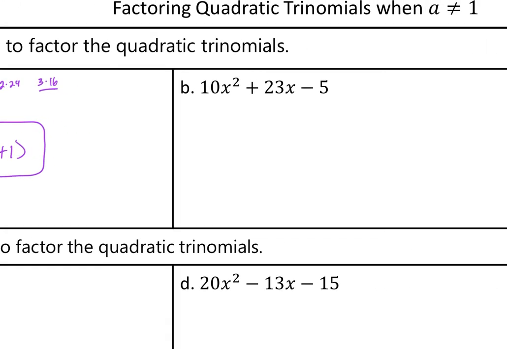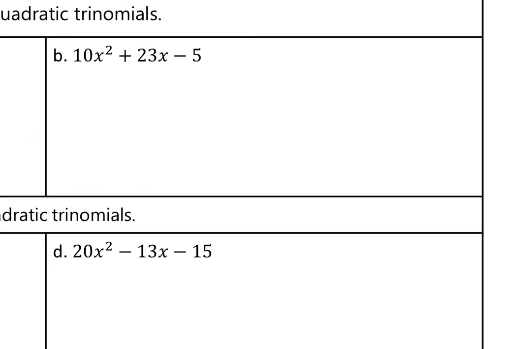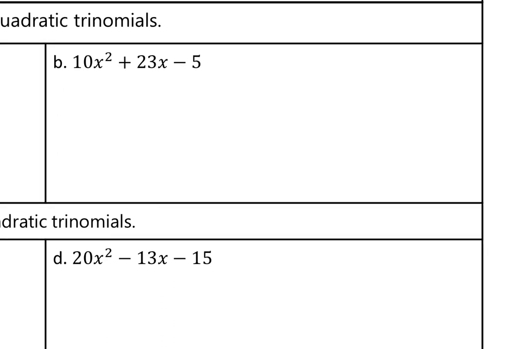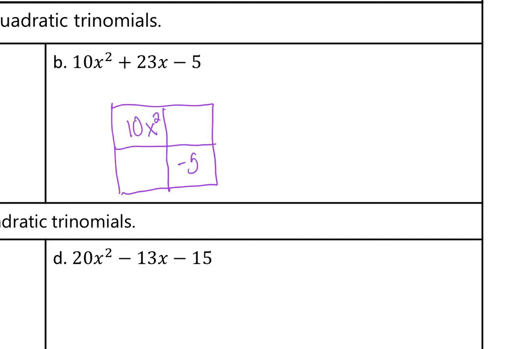And your goal here, hopefully, is to figure out whether or not you like this method or want to do it a different way. Key thing is making sure that what you're doing is correct. So we make a box, and inside that box we're going to put another box and another box and another box. This is 10x squared. This is negative 5. And then I'm going to split this 23x up by saying 10 times negative 5, which is negative 50.